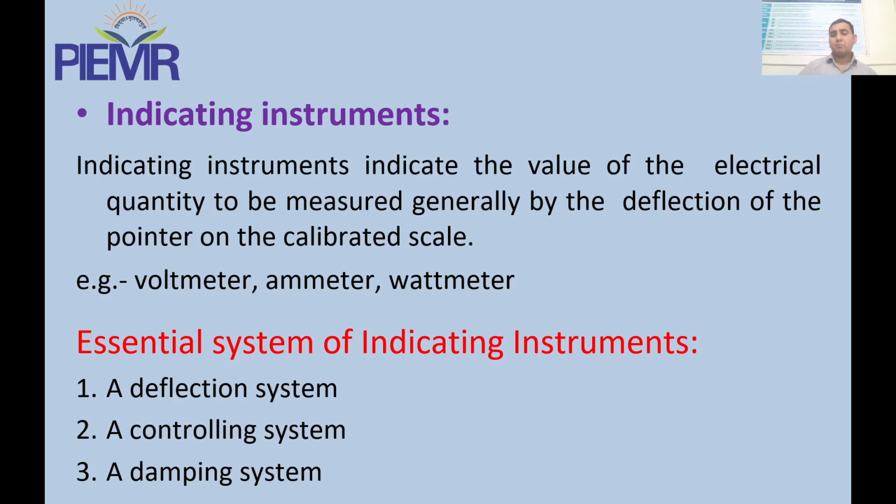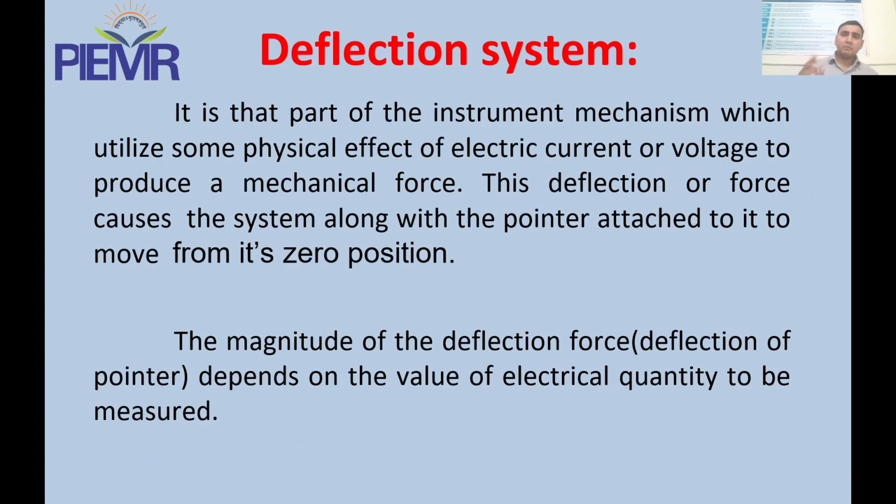The three essential requirements are three types of torque, which give rise to three types of systems. The first is the deflection system. It is a mechanism or instrument which physically converts the electrical current or voltage into a mechanical force. This deflection force causes the pointer to move to a particular position. The magnitude of this deflection force depends upon the electrical quantity to be measured in the system.